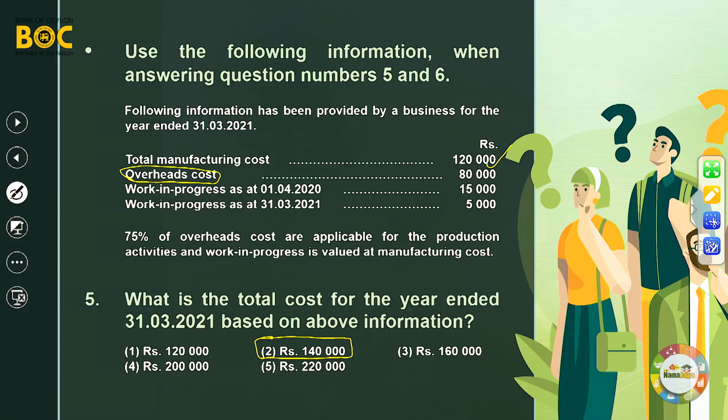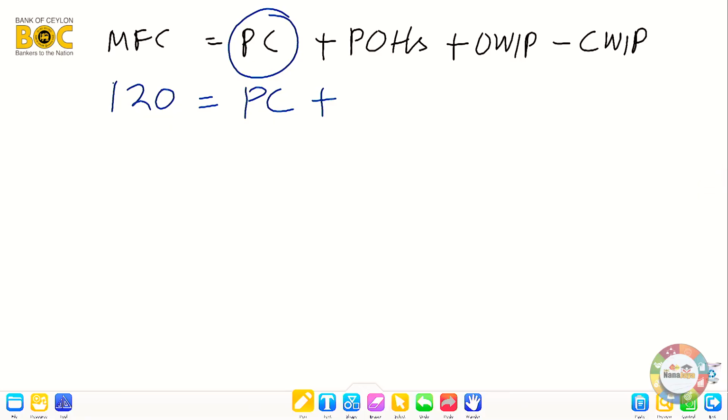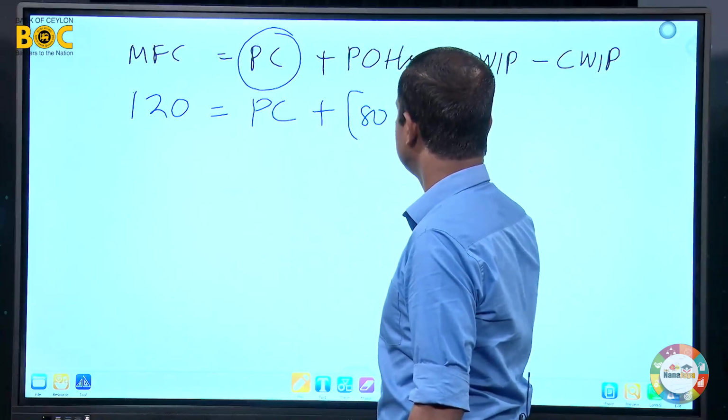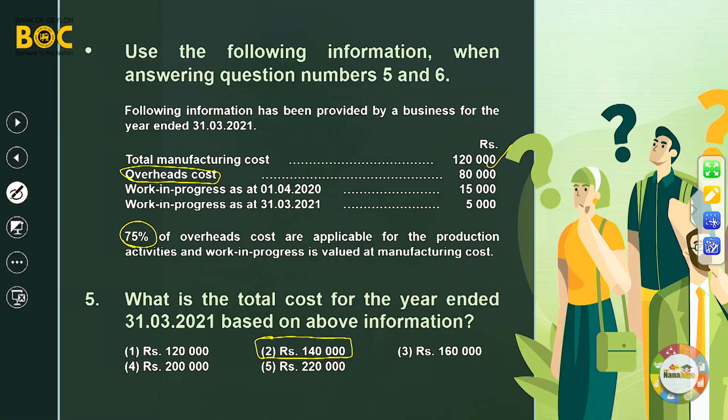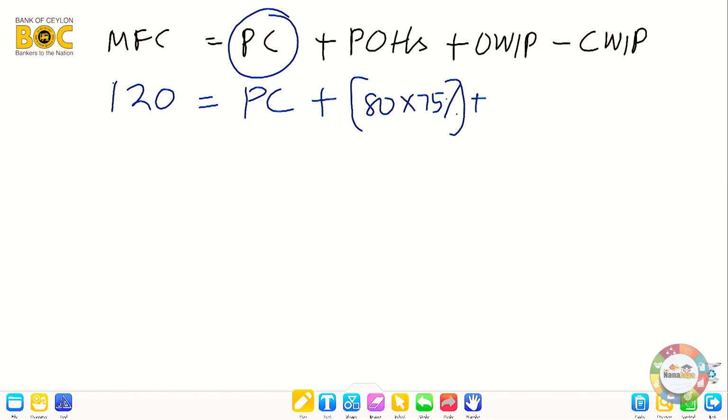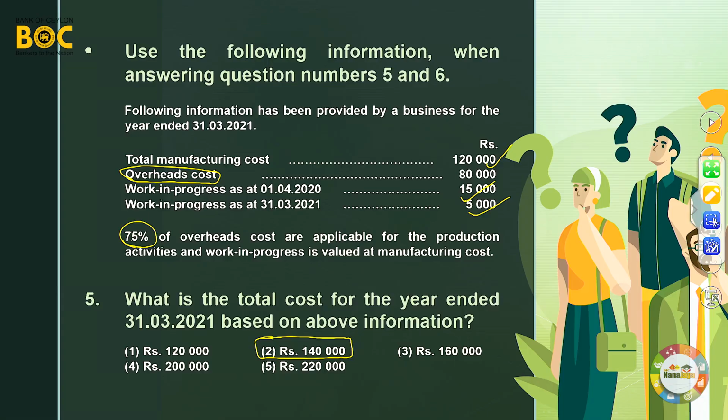How much? 80,000, of that 75%. 80,000 into 75%. Plus your work in progress adjustment. Here opening work in progress is 15,000, closing work in progress is 5,000. Opening 15 minus closing 5. Then you can calculate the missing value.